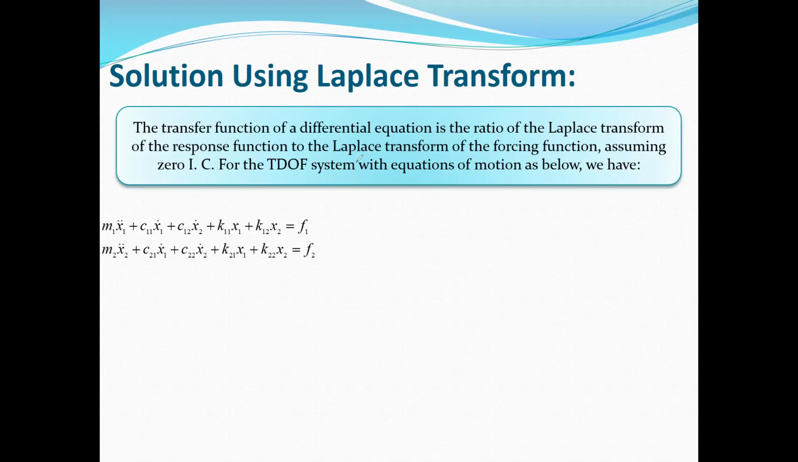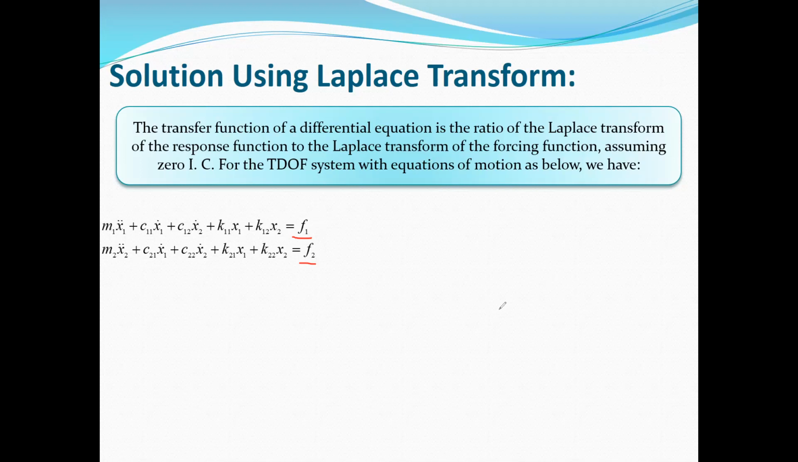And if you want to extract the natural frequency and mode shapes, you need to use the free vibration analysis, similar to the previous section, and you need to consider that the non-homogeneous terms f1 and f2 are equal to 0, and then you can obtain the natural frequencies.